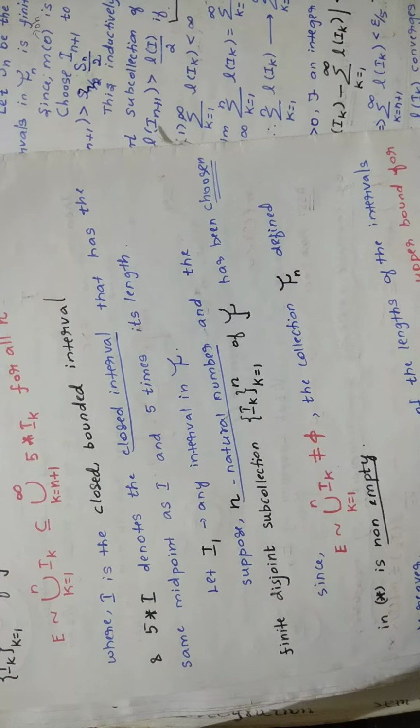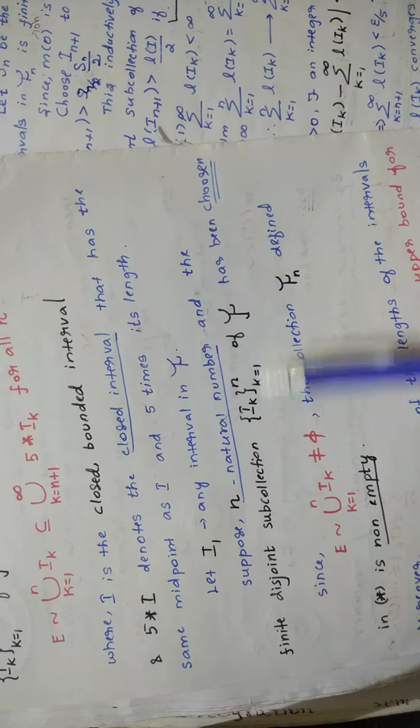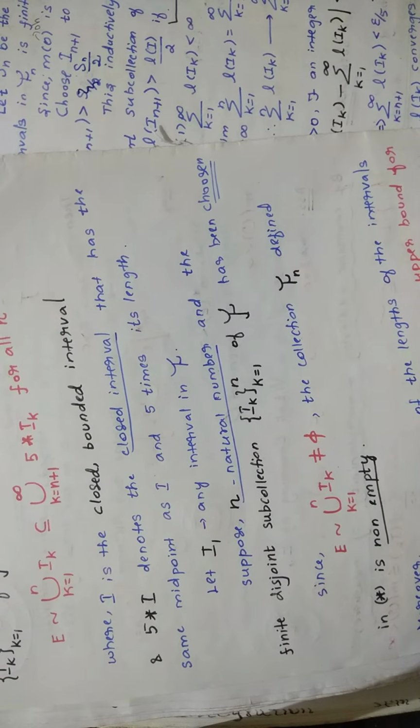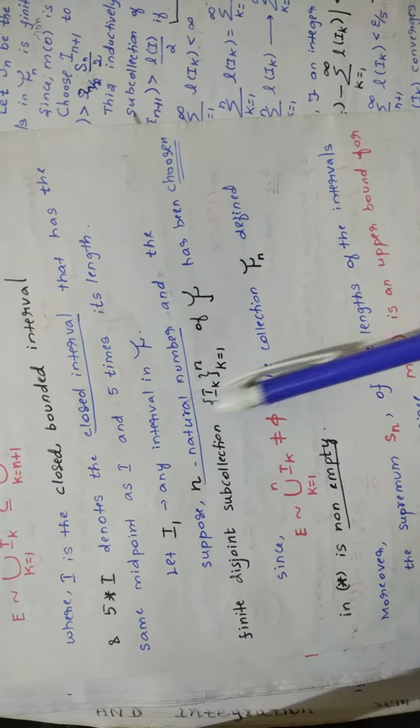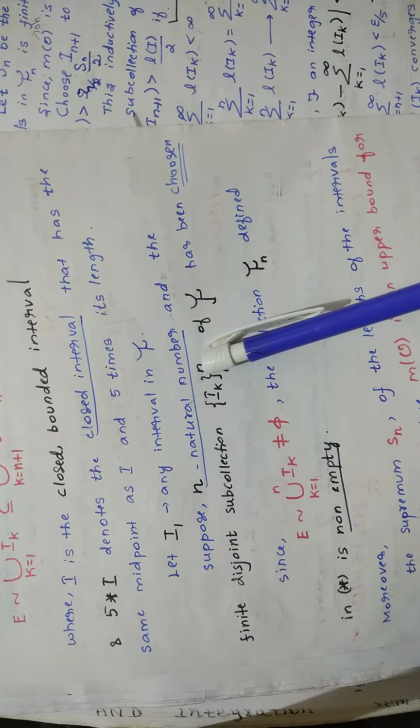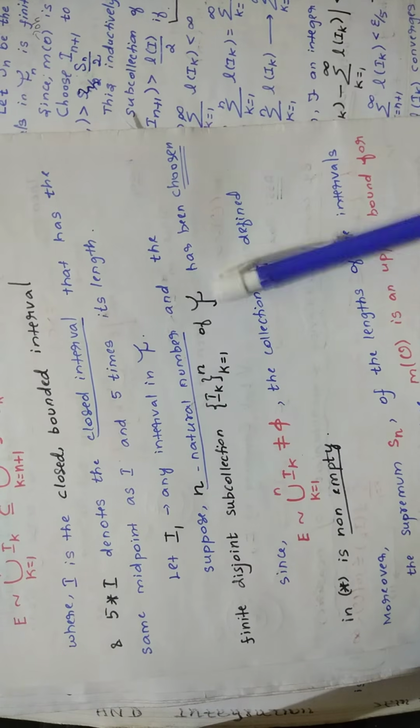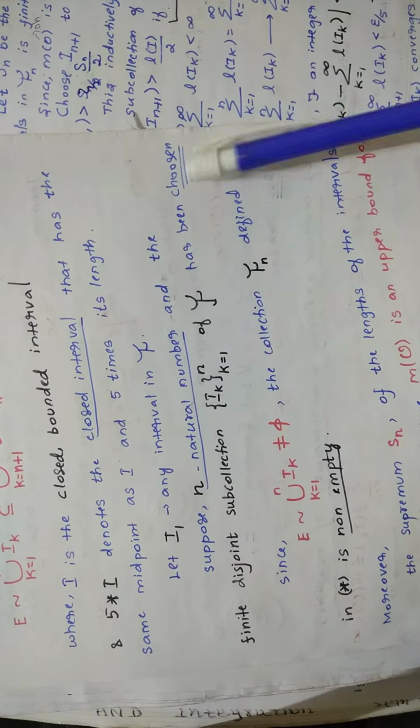Suppose n is a natural number. If n is a natural number and a finite disjoint subcollection of F has been chosen. Now what you are doing is, after taking an interval I1, you are taking a natural number n, okay, and a disjoint subcollection. You are taking this collection also, a finite disjoint subcollection of F. You are choosing these two things.